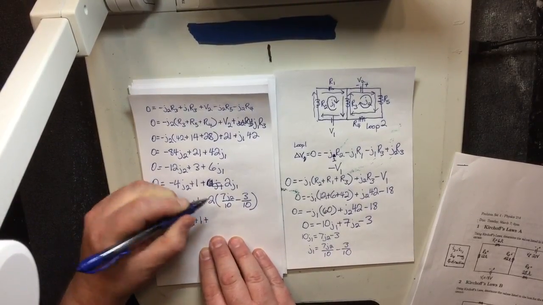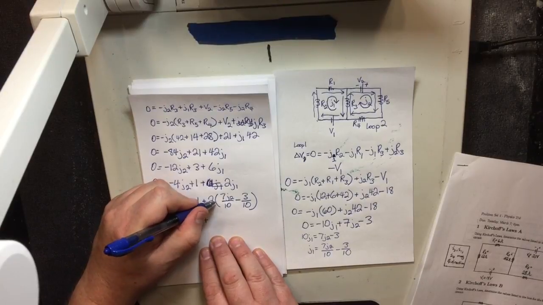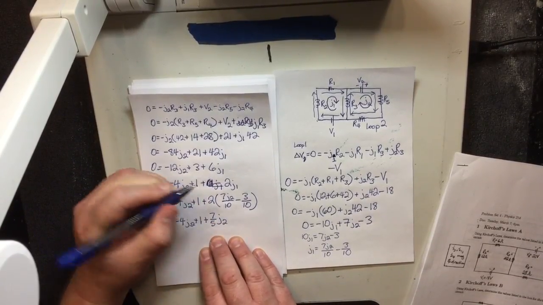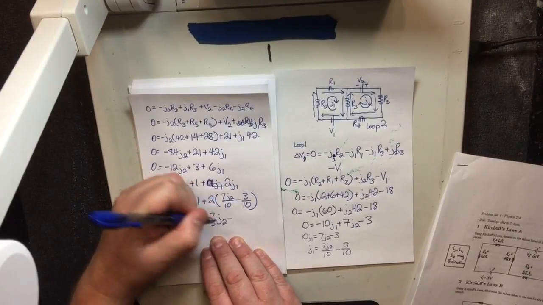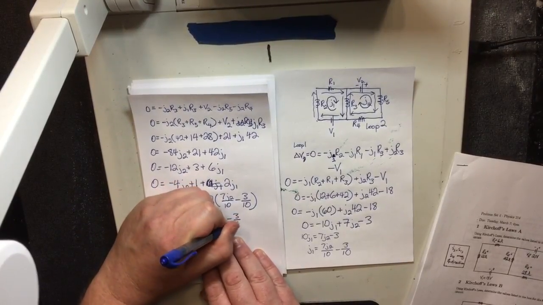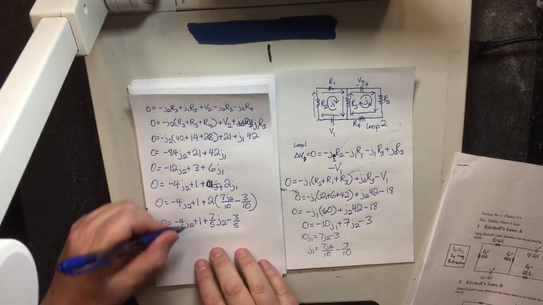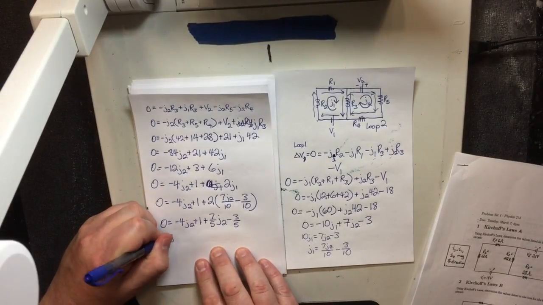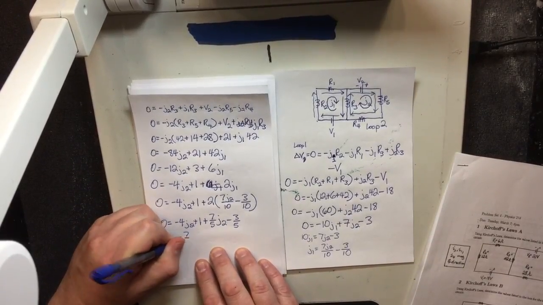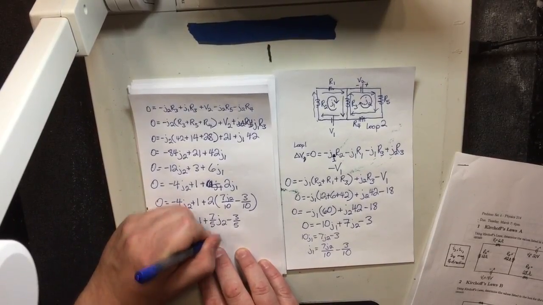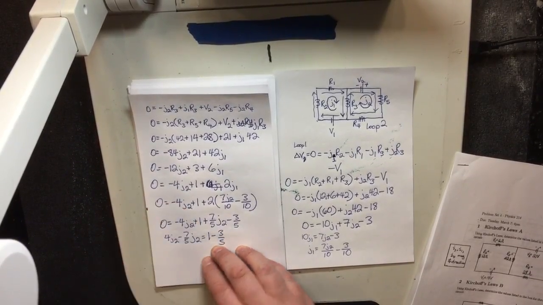Distribute. That's 7/5 minus 3/5. So now what I'm going to do is get my J's on one side, non-J's on the other. 4J2 minus 7/5 J2 equals 1 minus 3/5.